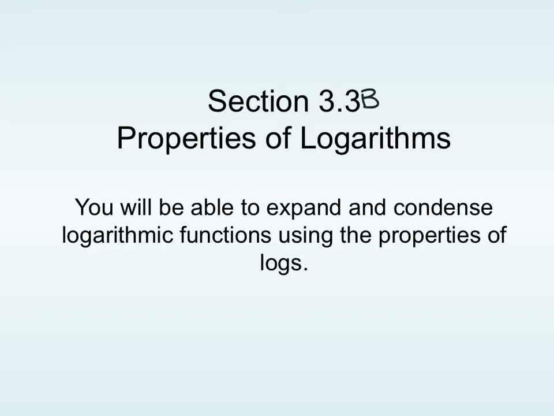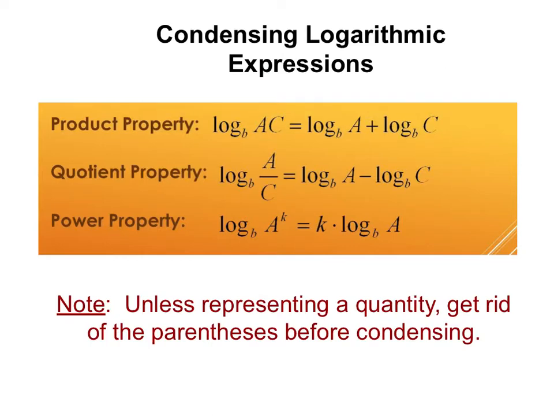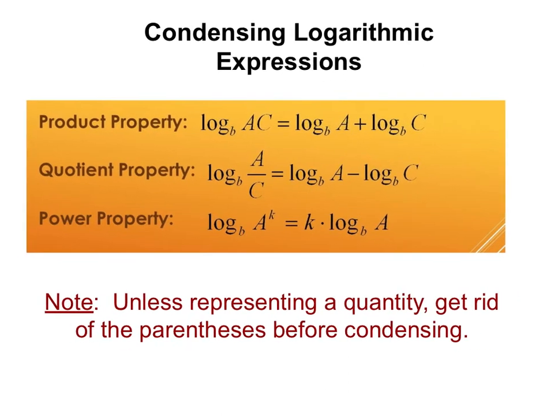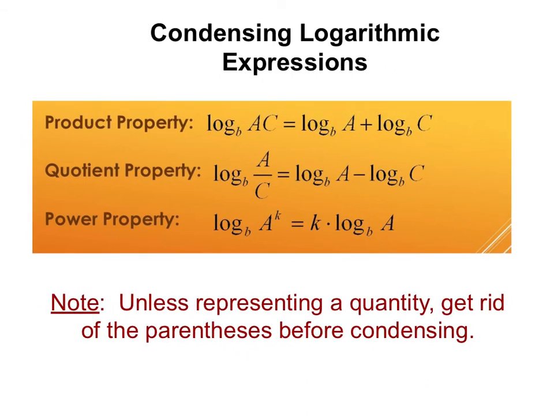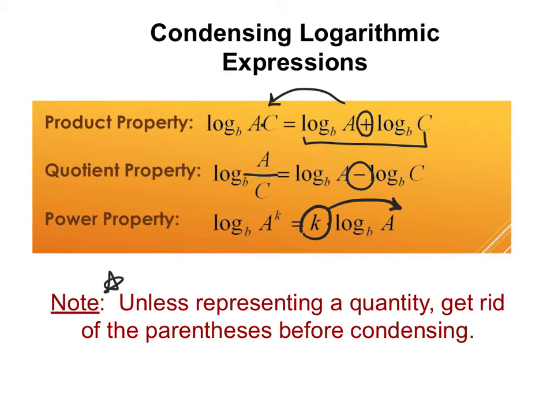Today is the second half of 3.3, Properties of Logs, and today we are going to condense using the properties of logs. Here we have the properties listed: the product, quotient, and power rule. We are going from this again and working backwards, going this way. So we know addition and multiplication go together, subtraction and division go together, and then we have the power rule, that if we have something up here, it is going to become a power. And look here, unless you're representing a quantity, you will get rid of the parentheses before condensing.